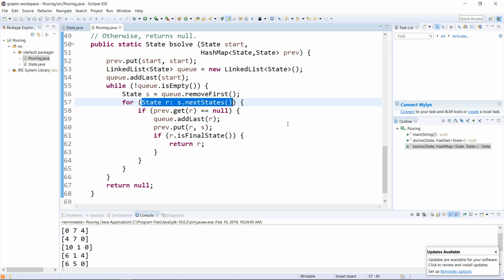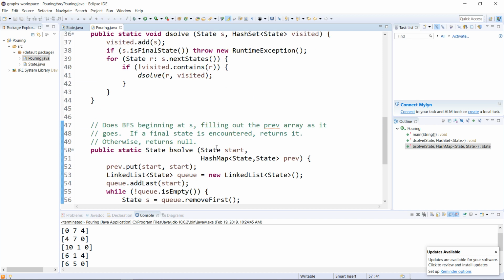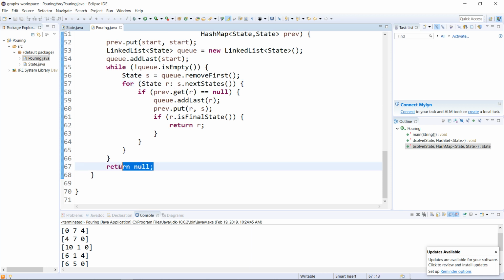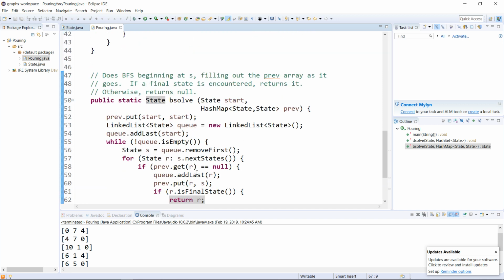Yeah? I know we haven't really covered this yet, but how does this affect path reconstruction if you're generating a graph dynamically? Okay. So path reconstruction. The result of this is going to be null if we did not find a final state. If we did the search and we did not find a final state, the answer is null. Otherwise, it's going to return the final state that it found.